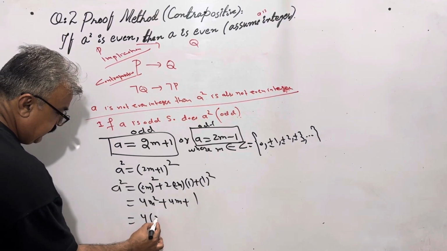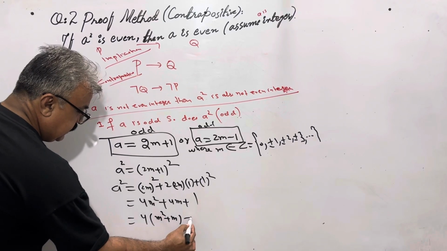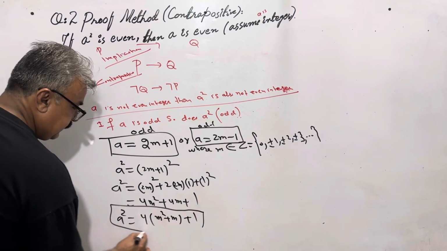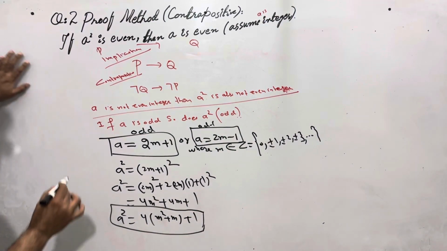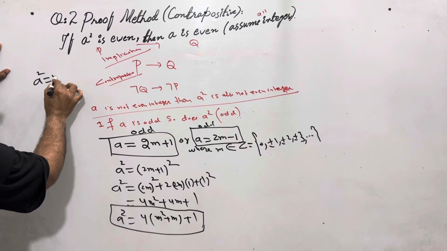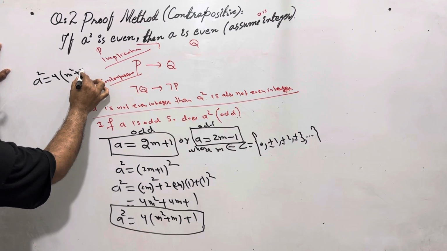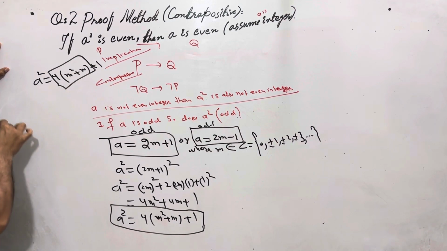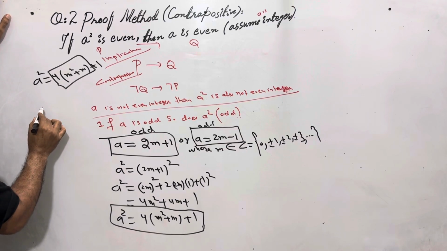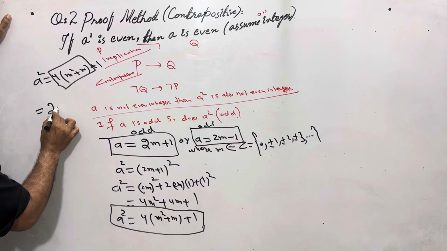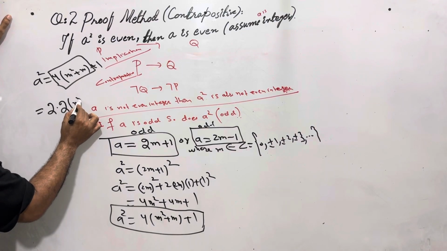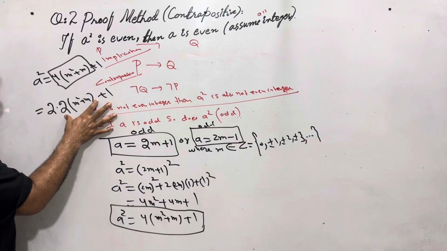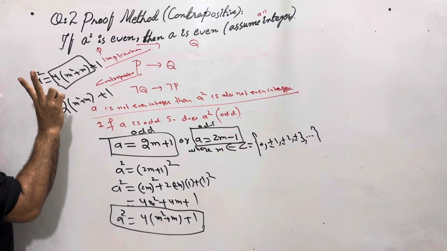Taking 4 common from here, m square plus m, plus 1. Look at this, this is our a square. Now we have a square is equal to 4 times m square plus m, plus 1. This portion is always even because it is a multiple of 2. I can write this 4 as 2 times 2, then m square plus m, plus 1. Whatever the value of this quantity is, m square plus m, I have two possibilities.